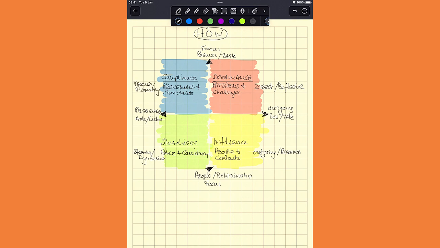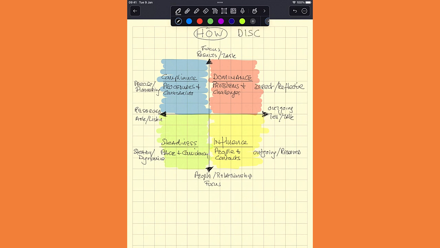So now we've painted the first picture of how, and we have those 4 areas that we're measuring. How do we deal with problems and challenges, which we call dominance? How do we deal with people and contacts, which we call influence? How do we deal with pace and consistency, which we call steadiness? And how do we deal with procedures and constraints, which we call compliance? And that's our DISC model, D-I-S-C.